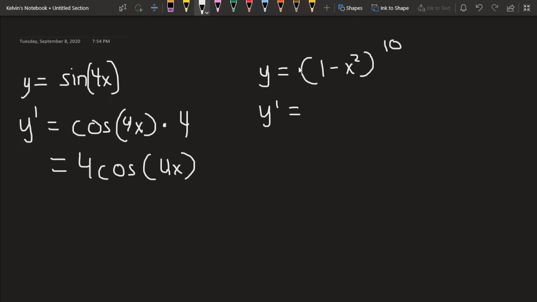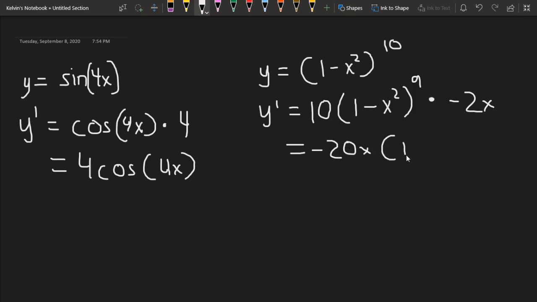So assuming that you did it all correctly again, this would be 10 times (1 minus x squared) to the 9th times, and we have to take the derivative of 1 minus x squared, and this would just be negative 2x. So this would be negative 20x times (1 minus x squared) to the 9th.